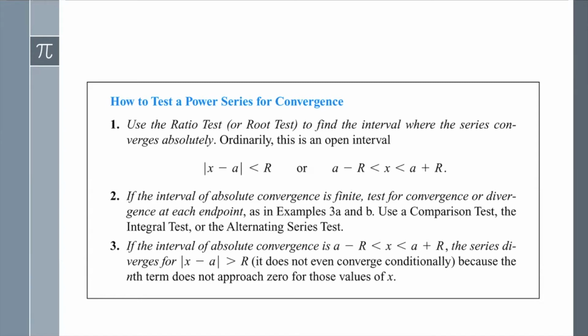Step three, if the interval of absolute convergence is a minus r is less than x is less than a plus r, the series diverges for absolute value of x minus a greater than r. Can't even converge conditionally there because the nth term does not approach 0 for those values of x.